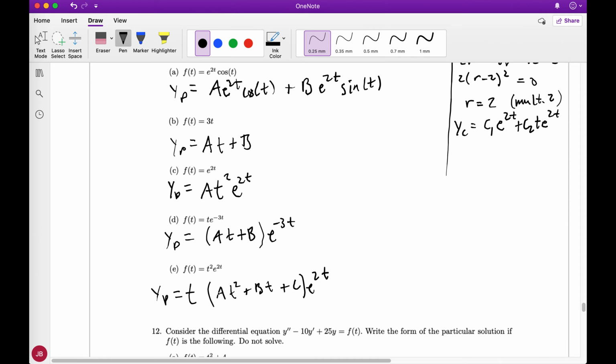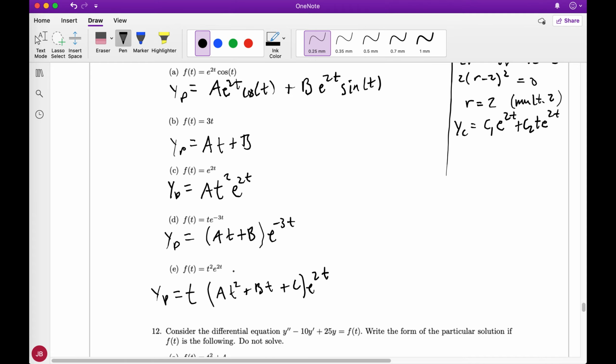Now, in your mind, expand all of this out. What you would get is a c times t e to the 2t. So a constant times a constant times t times e to the 2t. Is that represented in your complementary? Yes, it's actually right here, right?